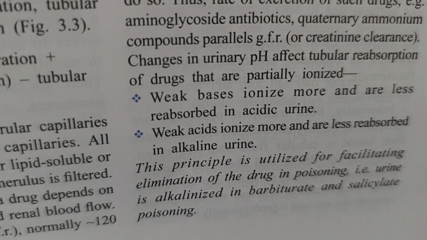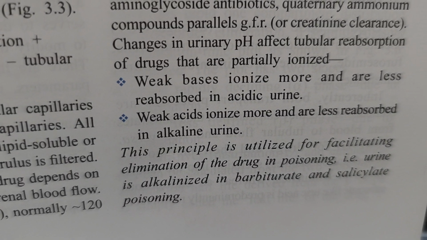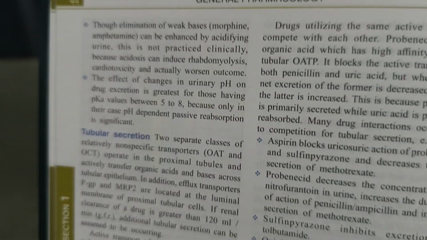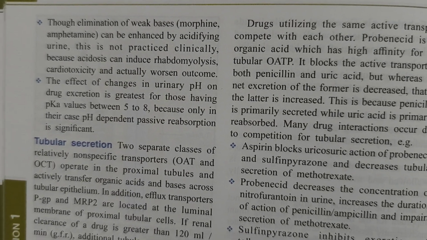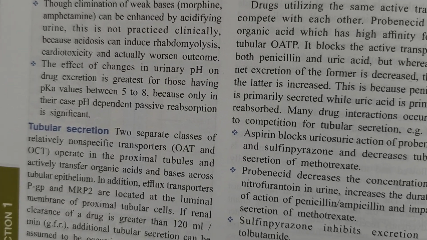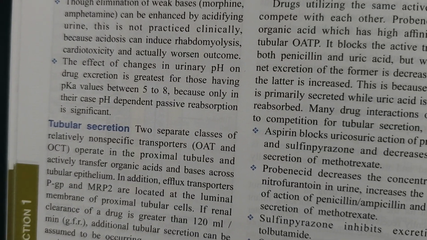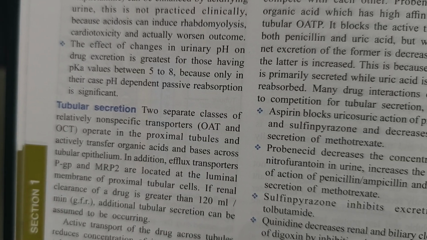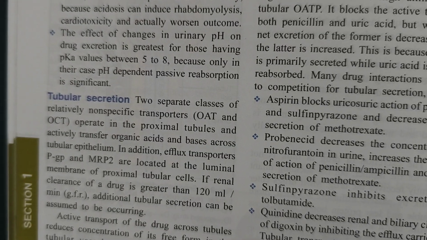This principle is utilized for facilitating elimination of the drugs in poisoning. That is, urine is alkalized in barbiturate and salicylate poisoning. Though elimination of weak bases, morphine and amphetamine, can be enhanced by acidifying urine, this is not practiced clinically because acidosis can induce rhabdomyolysis, cardiotoxicity, and eventually worsen outcome.